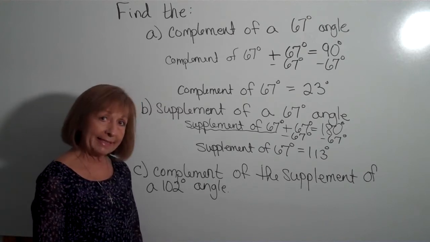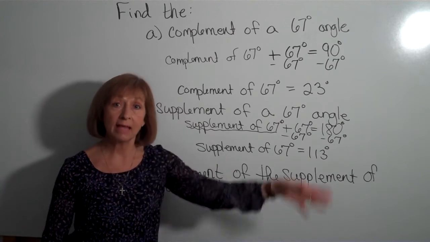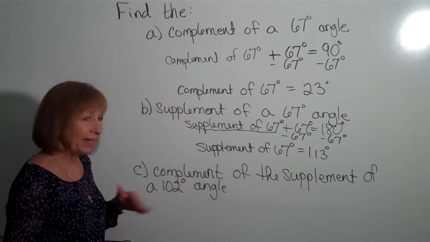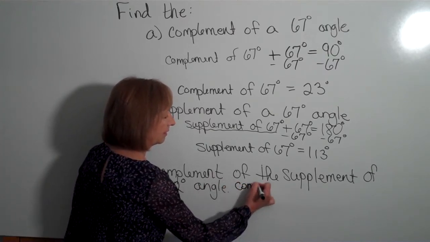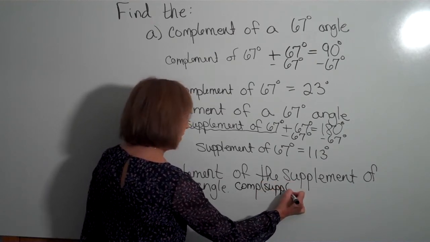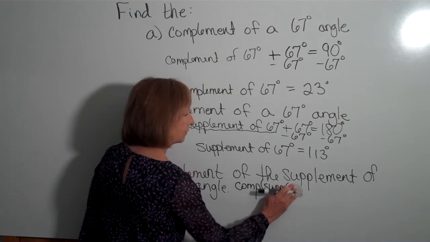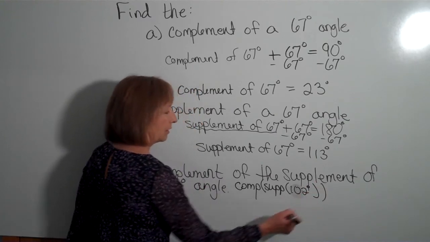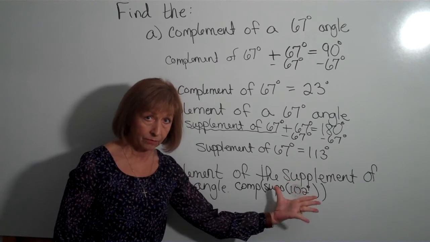Now let's look at part C. Part C says, find the complement of the supplement of a 102-degree angle. So if I wrote this as nested parentheses, we want the complement of the supplement of the 102-degree angle. When I have nested parentheses like this, I want to start from the inside and work out.